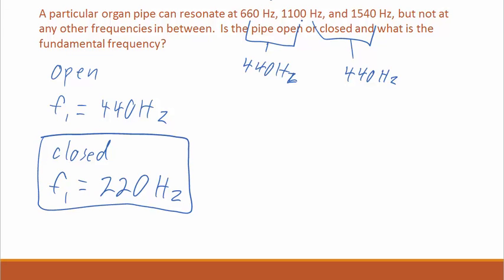If you look at the separation, you can figure out what the 2 possible fundamentals would be. If it were open, it's just equal to the separation. If it's closed, half the separation is your fundamental, and then you can see if these harmonics are multiples of this one or that one.